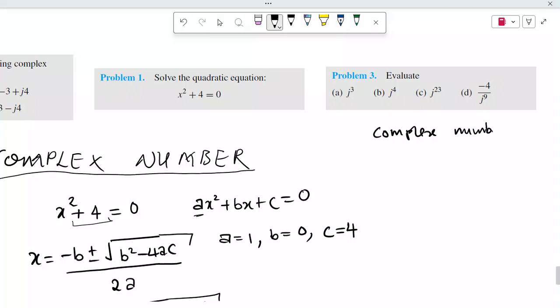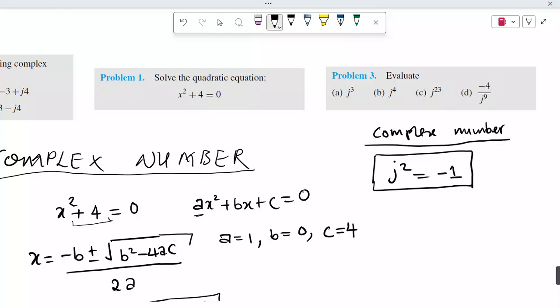So one of the most important identities is j squared equals negative 1. You need to know this one. This is the most powerful identity when you're multiplying or doing anything with indices. j squared is equal to negative 1. So whatever number you've been given, you just express it with a j squared.